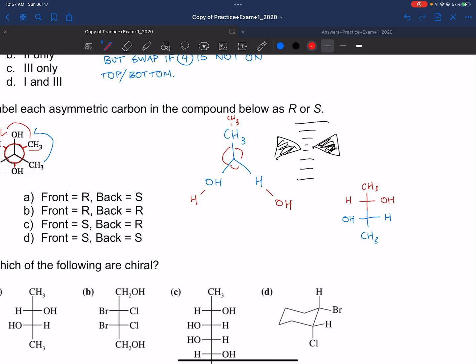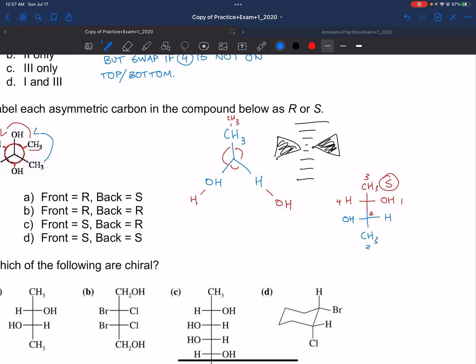So hydrogen is going to get a 4, methyl is going to get a 3, since oxygen is the hydroxyl is going to get the 1, and then this group down here is going to get the 2. So hydrogen is not on a hatched wedge, and when we draw our arrow from 1 to 2 to 3, that's R. So this is going to be the S conformer, or the S configuration up here.